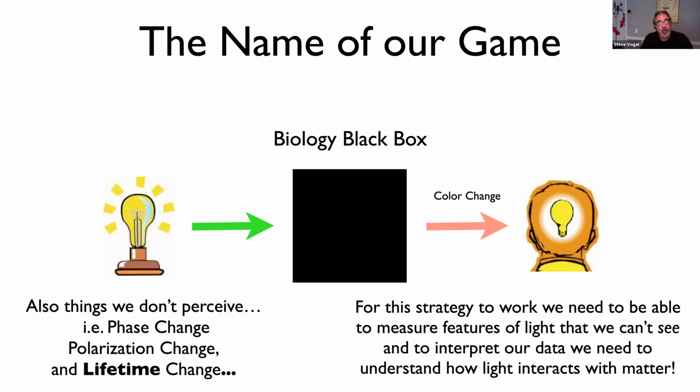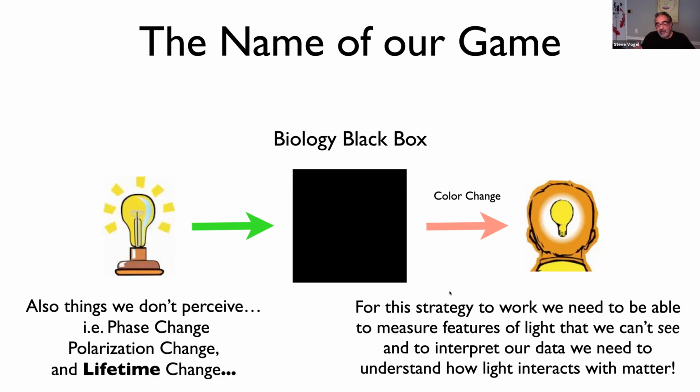But the important point is, for this scheme to work, this scheme of the biology black box, shine light in, see what comes out, interpret that to learn about what's going on in the black box, we need to be able to measure features of light that we don't see. And if we want to interpret these changes, we also need some understanding of how light interacts with matter.